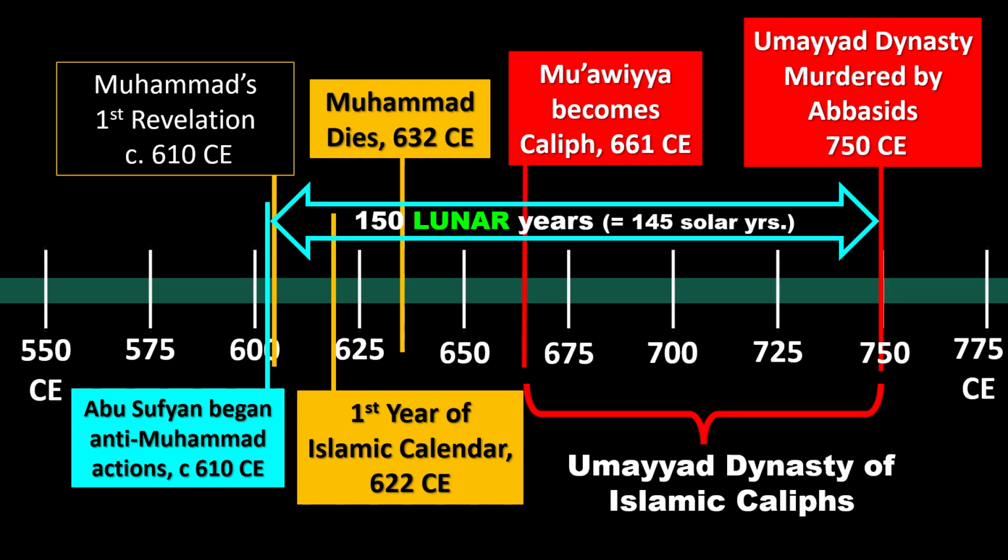This is a timeline of some events in Islam. The timeline is based on the Gregorian calendar to help most of the viewers more readily place it in time. The timeline spans the time from about 550 Common Era on the left to about 775 Common Era. Muhammad began his actions against idol worship before his receiving revelations from the angel Gabriel.